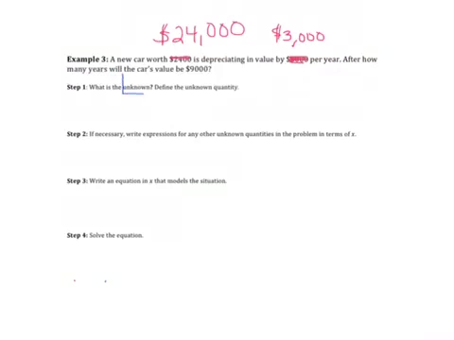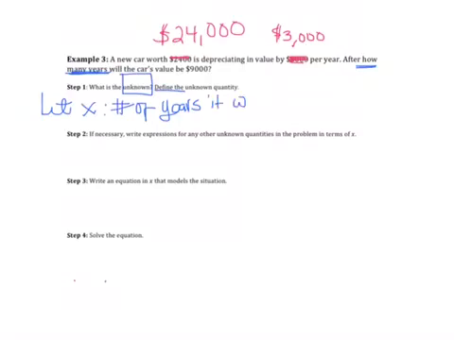Okay, so now let's solve the problem. So what is the unknown? What don't we know? Well, first we have to find what we don't know, and then we want to define it using an algebraic expression. So after how many years will the car's value be $9,000? So I'm just going to let x be the number of years.